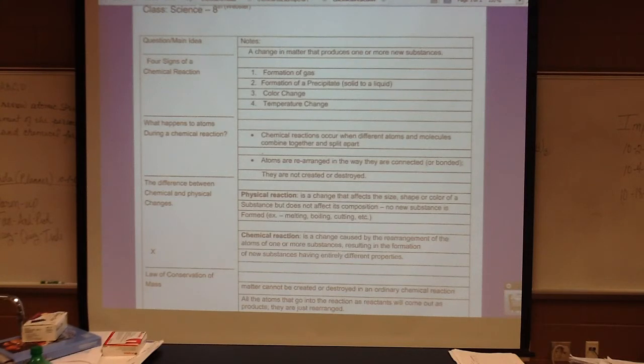A lot of times our changes in states of matter, melting, boiling, evaporation, freezing, those are all physical changes, not chemical changes. A chemical reaction is a change caused by the rearrangement of atoms of one or more substances, resulting in the formation of a new substance having entirely different properties. And we're going to be seeing this next week when we do our labs.